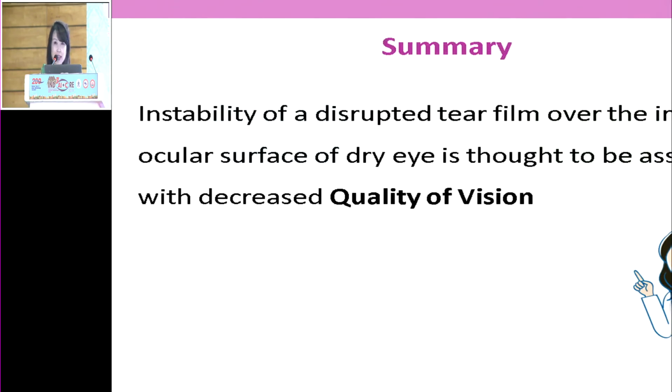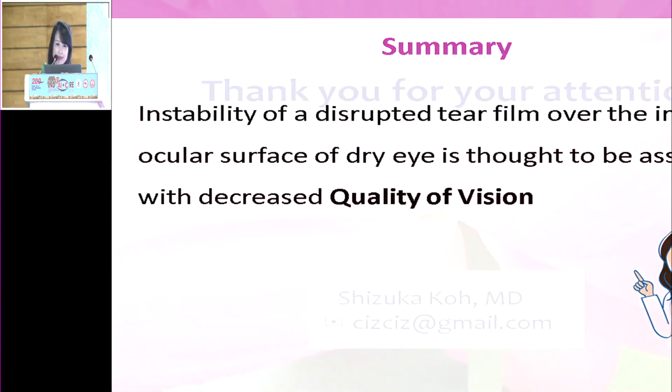So instability of a disrupted tear film over the irregular ocular surface of dry eye is thought to be associated with decreased quality of vision. Thank you for your attention.